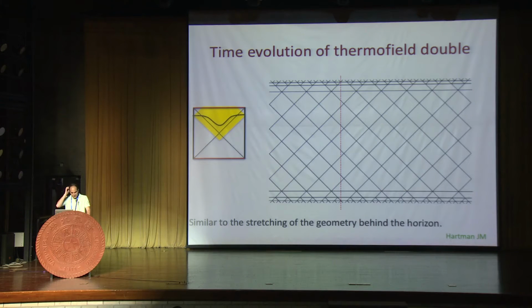And then if you evolve this state, moving both times forward, then we expect that we generate longer and longer range entanglement, and therefore we would need to make this tensor network deeper and longer. And this agrees with the idea that the spatial slices inside the horizon are getting stretched. So in the interior of the black hole, the spatial slices are getting stretched, and this stretching seems to be connected with the stretching of the tensor network.